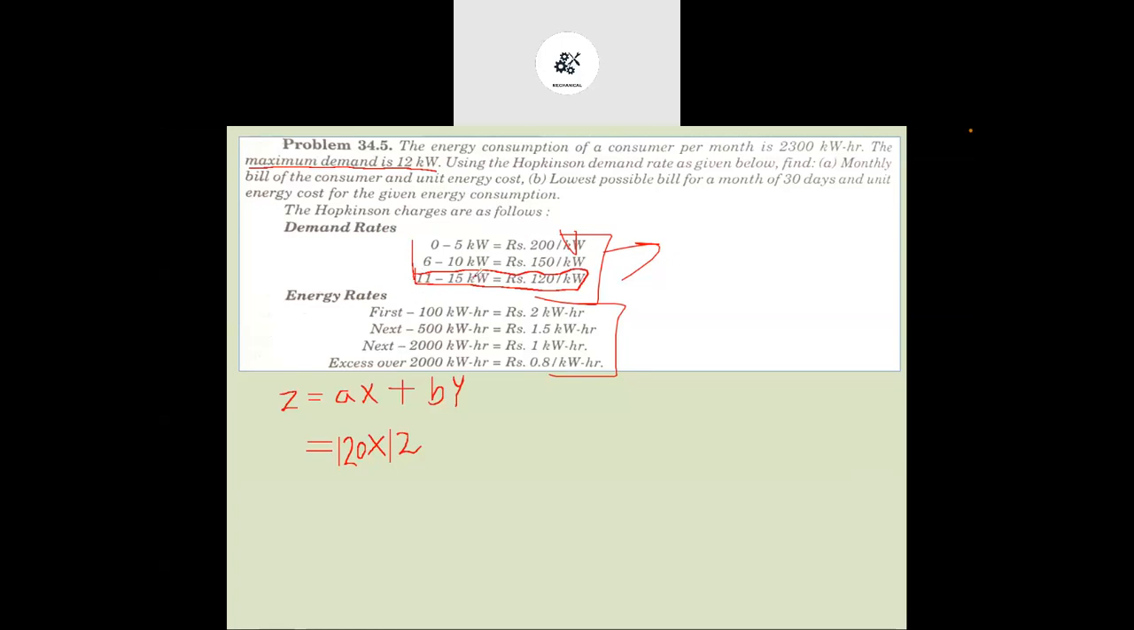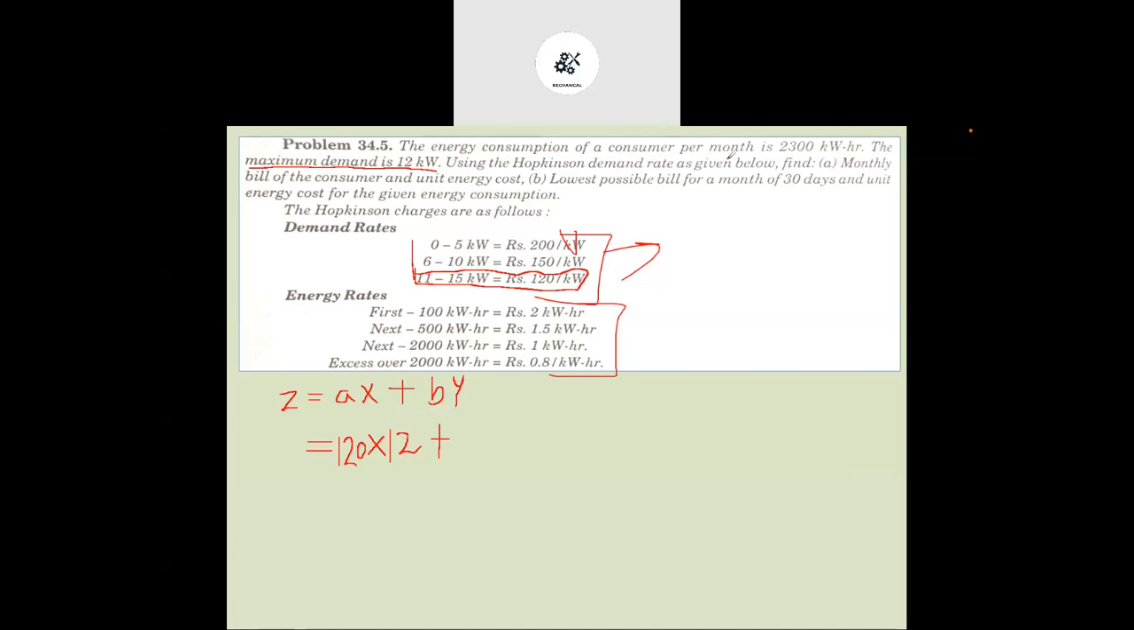So we have to multiply by 120. Okay, did you understand? First of all, find out the maximum demand. It is 12 kilowatt. Now the demand rate ranges are given here. That 12 kilowatt lies between 11 to 15 kilowatt, so from this particular range we have to consider the rate. It will be 120 rupees per kilowatt, and the total maximum demand is 12. So 12 into 120 rupees. That is regarding the maximum demand costing.